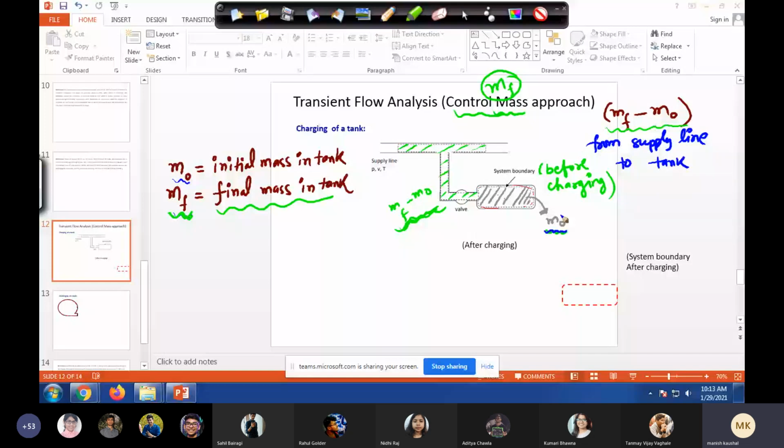So we are taking MF minus M naught from the supply line. So I have enveloped it. Okay. So that's how control mass will look before charging. Then we'll go to another page so that you can see every time.